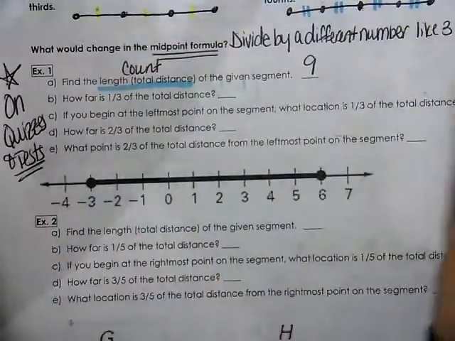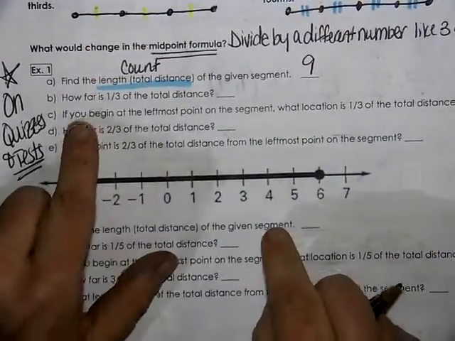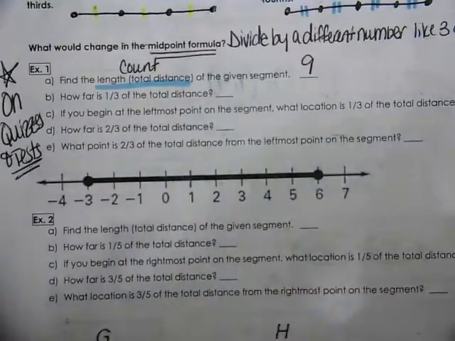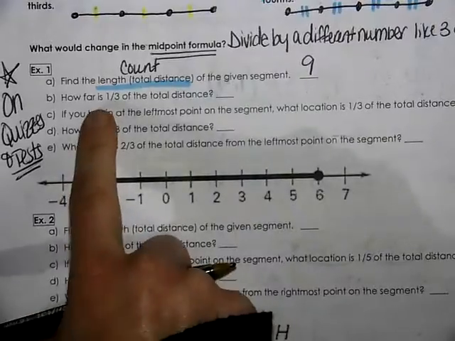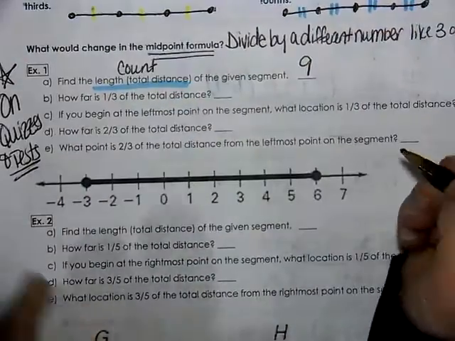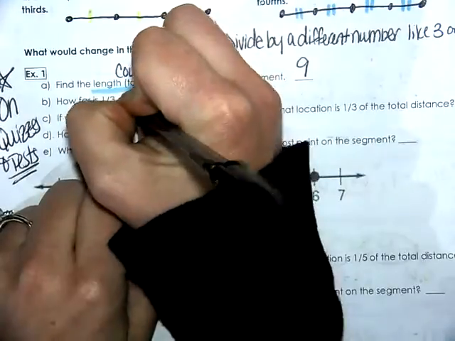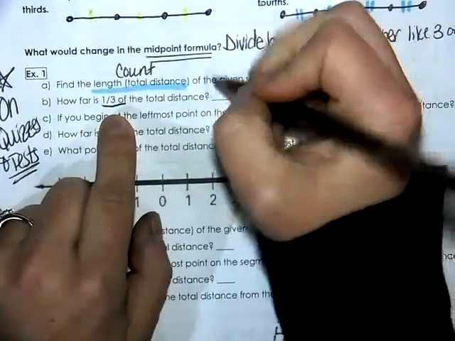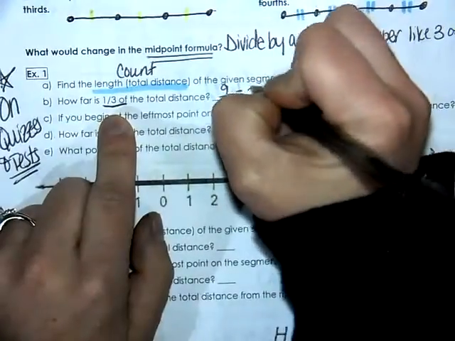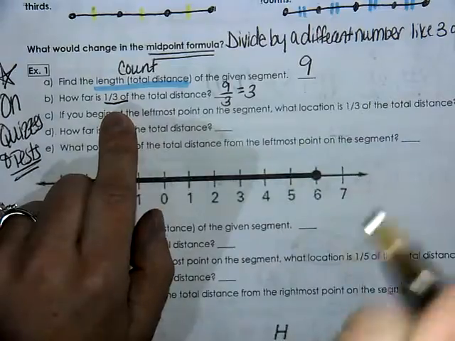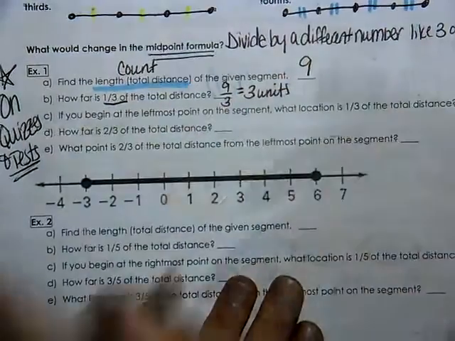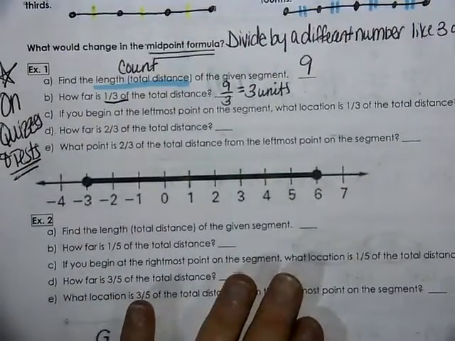And that would be the full length. How far is 1/3 of the total distance? How many units would you travel if we were going 1/3 of the total distance? Well, if 9 is the total distance and we want 1/3 of the total distance, that is essentially 9 divided by 3, or 9 times 1/3, which is equal to 3. So you would travel 3 units to go 1/3 of this total distance.